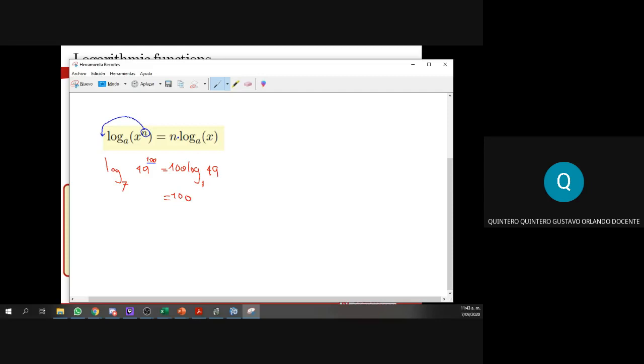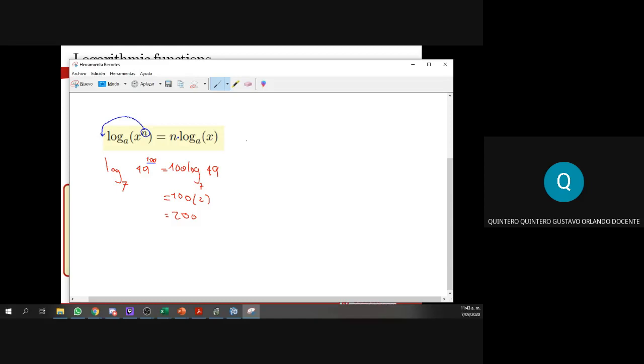We know that this is 100. And how much is the logarithm base 7 of 49? In other words, to what value do I elevate this 7 so that the result is 49? That is the logarithm. Remember, logarithms look for the exponent. So to what exponent do I elevate the 7 to get 49? Well, 2. So this is 100 times 2, which is just 200. And we found the solution thanks to the property. Cool, huh?